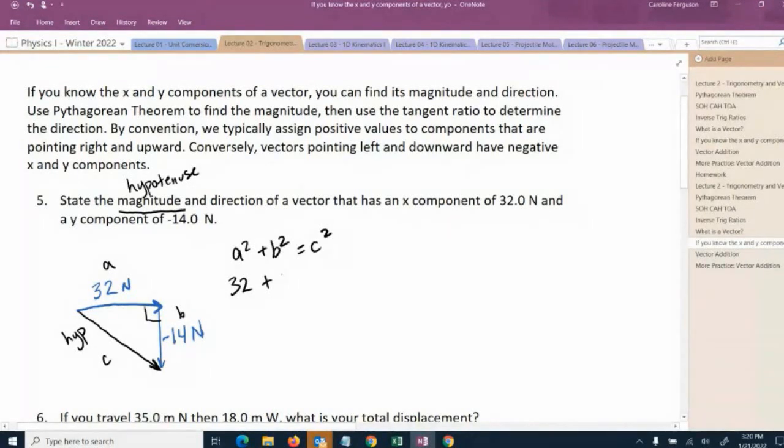If you're putting in the negative, though, make sure you're putting in a bracket so that when you square it, it becomes positive. So c is equal to the square root of all of that: 32 plus negative 14 squared. If you don't put a bracket and you're putting a negative, you're not going to get the right answer. So make sure you're putting it in the bracket or just don't even bother with the negative. So square root of 32 squared, right? I forgot the squared. 32 squared plus 14 squared, and I get 34.9.